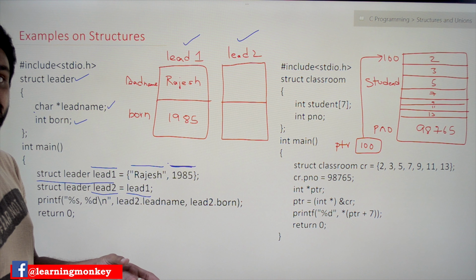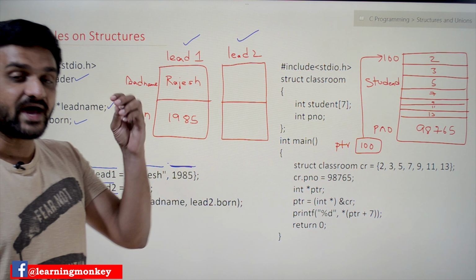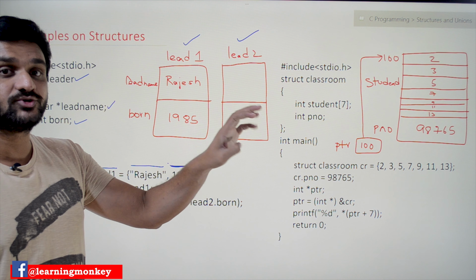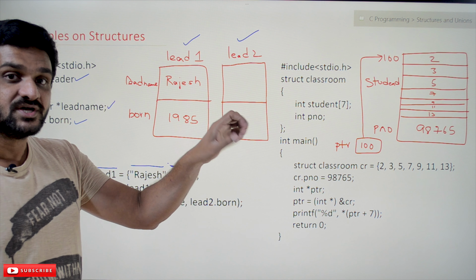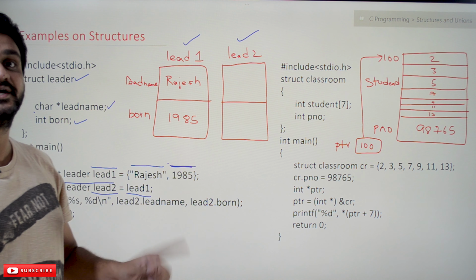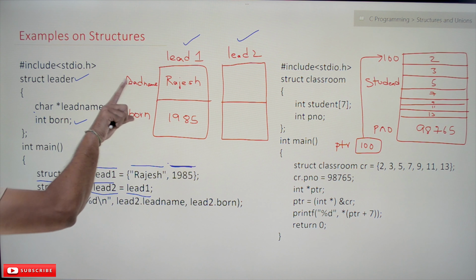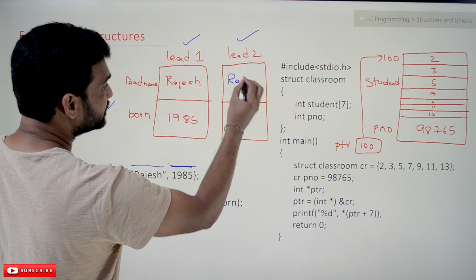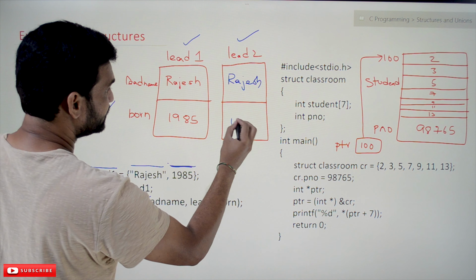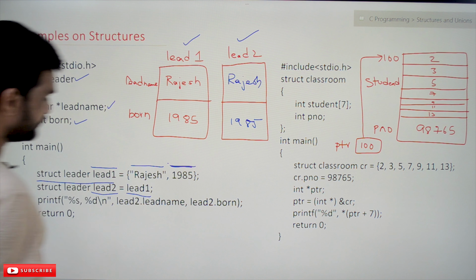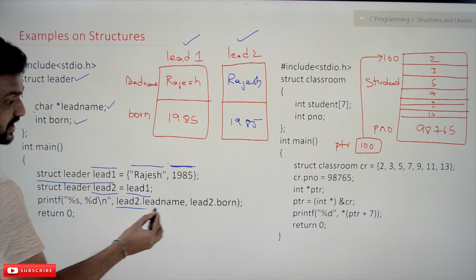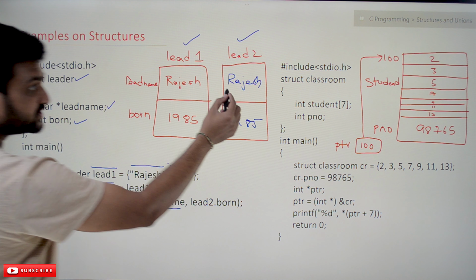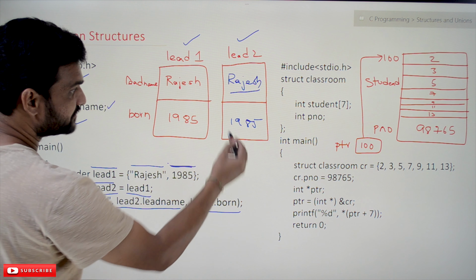So is it possible? Can the values of the members of one structure be assigned to the members of another structure? Yes, it is possible. The same values will be assigned here also. Here it is going to be Rajesh and 1985. So whenever we try to print the value stored in lead2, this one will get printed and this one will get printed.